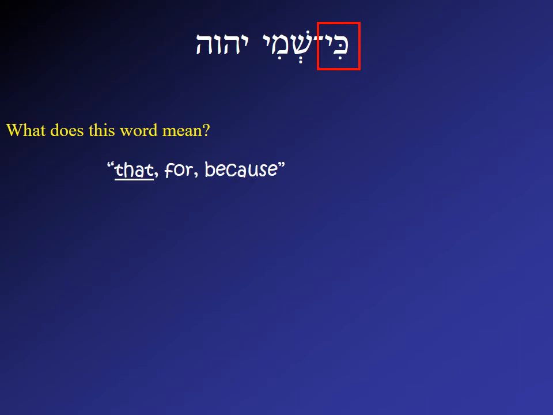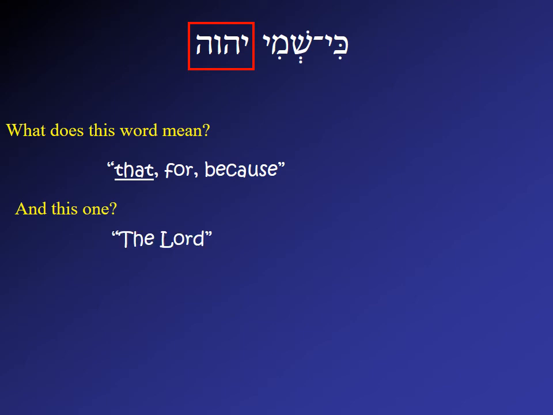All right, let's look at the next part of our sentence. Ki shmi Adonai. The first word here is ki. As you know, ki can mean that, for, because, or surely. The meaning here is not entirely clear until we've translated the rest of the phrase, but as you'll see, that will be the best translation. This word here at the end is our friend the Lord, Adonai, one of the first words that we learned.